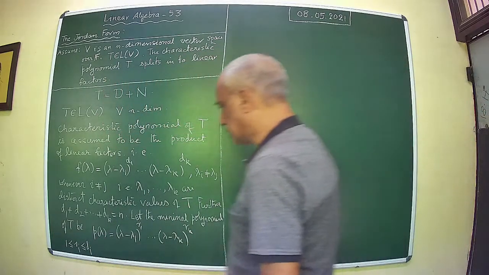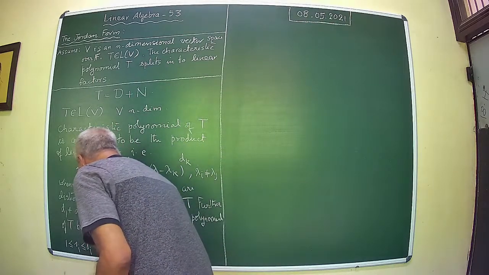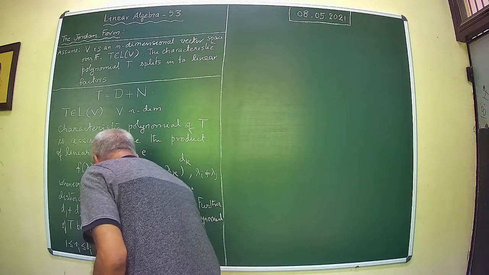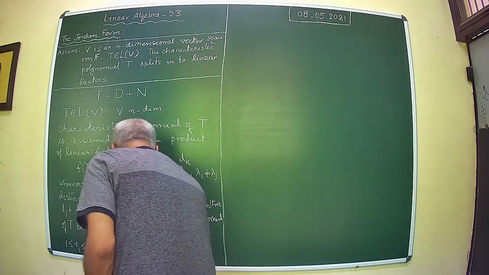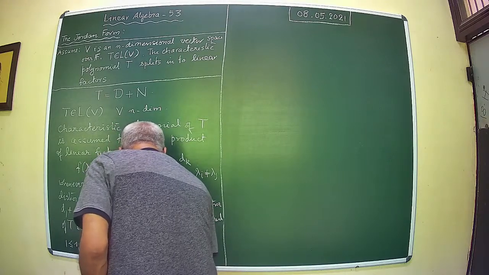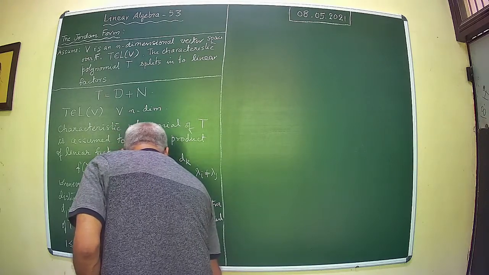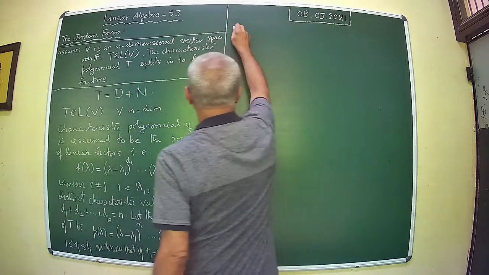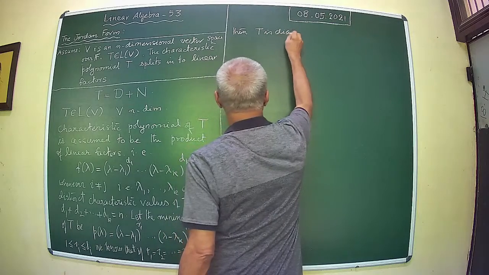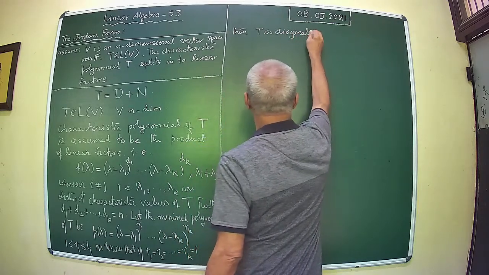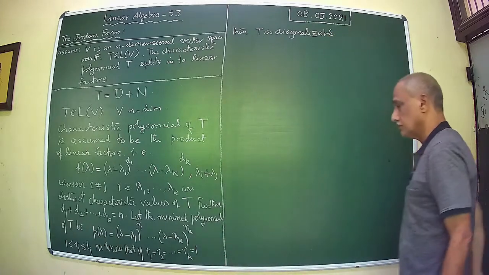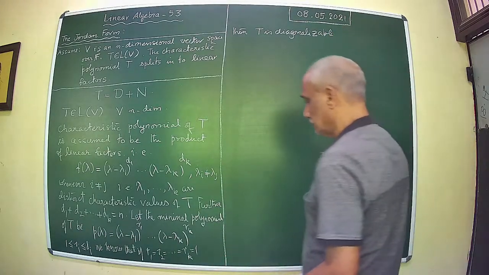Now we know that if r1 equal to r2 equal to rk equal to 1, T is diagonalizable. In fact, it is an if and only if condition. Okay.